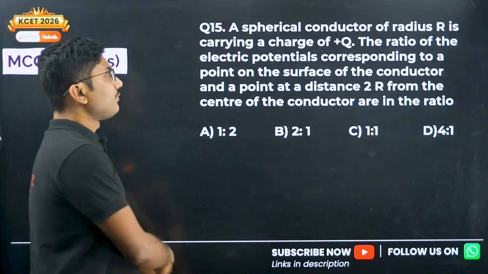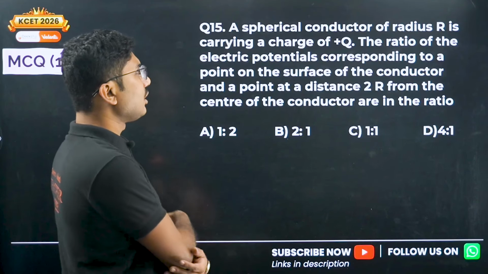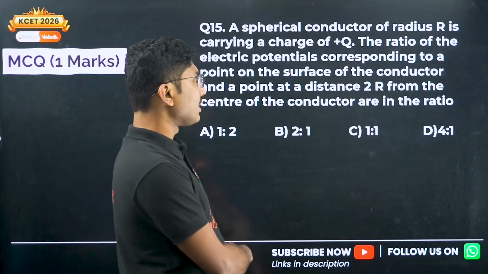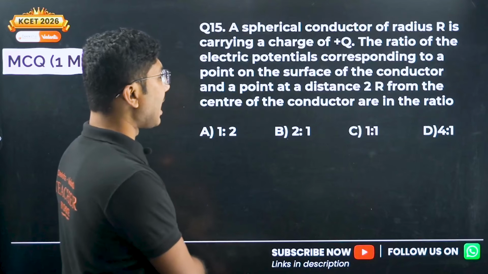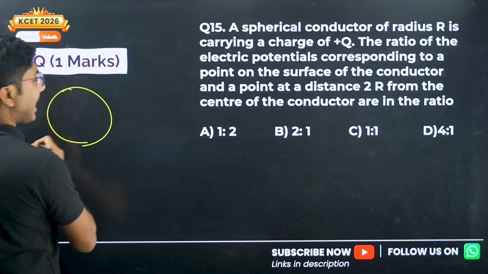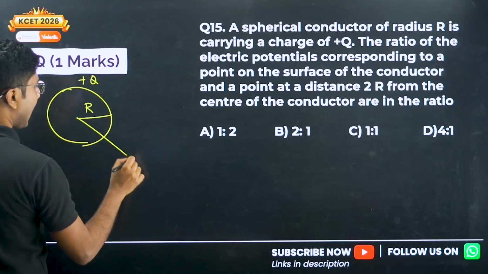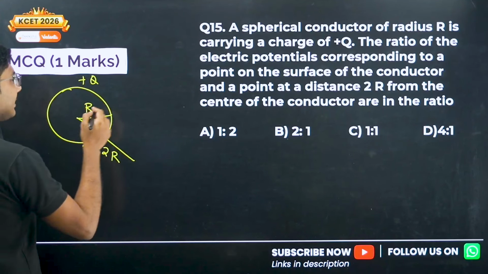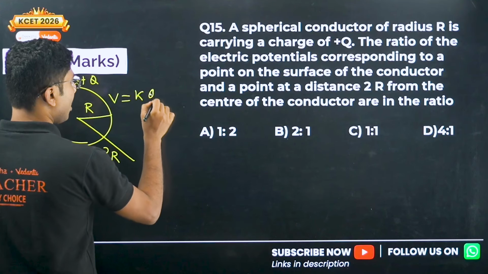Next question. A spherical conductor of radius R is carrying a charge of Q. The ratio of the electric potential corresponding to a point on the surface of the conductor and a point at a distance 2r from the center of the conductor are in the ratio. So let's see. The charge that is being carried is plus Q. The radius is given by r, and what will be the potential at 2r? We know that on the surface of a conductor or inside the conductor, electrostatic potential is constant, and that is given by kq upon r.